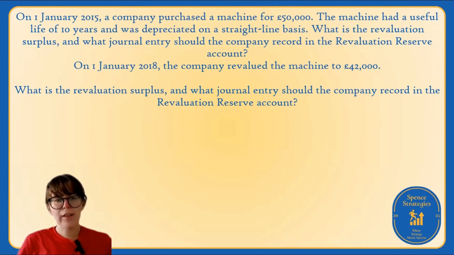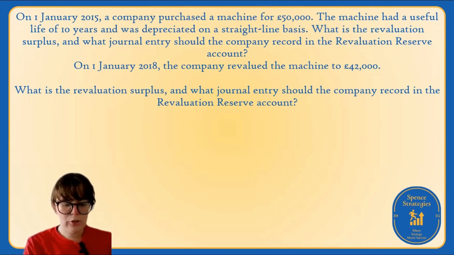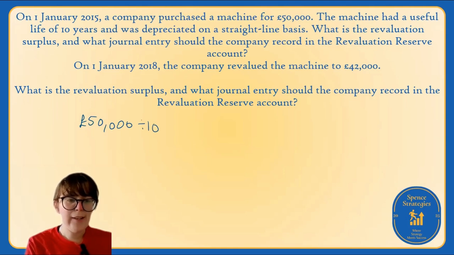So the very first thing that you need to do here then is to work out your depreciation at this date. So in order to do that then, we are going to work out what our depreciation charge is per year. Now, we were told the machine originally cost us £50,000 and that it was going to be useful for 10 years. So we're going to divide our 50,000 divided by 10 to give us an annual depreciation charge of £5,000 per year.